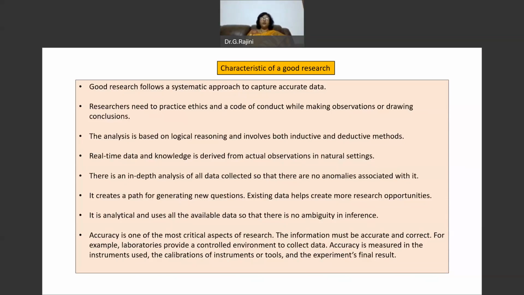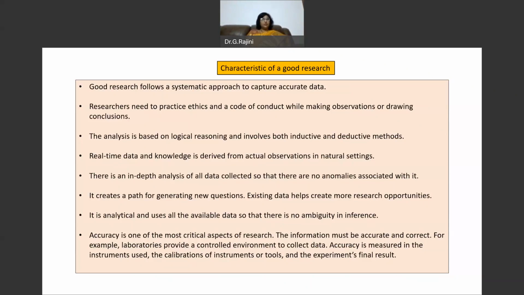So when you find one result, you get a new question, like why is this happening, why has this result come out like that, why is there no significant difference between male and female regarding the quality of work life, why doesn't gender play a role over there. So it opens up a new arena for research as well, and it is analytical and uses all the available data, so there is no ambiguity in inferences, there are no anomalies, and there is no ambiguity when you draft the inferences as well.